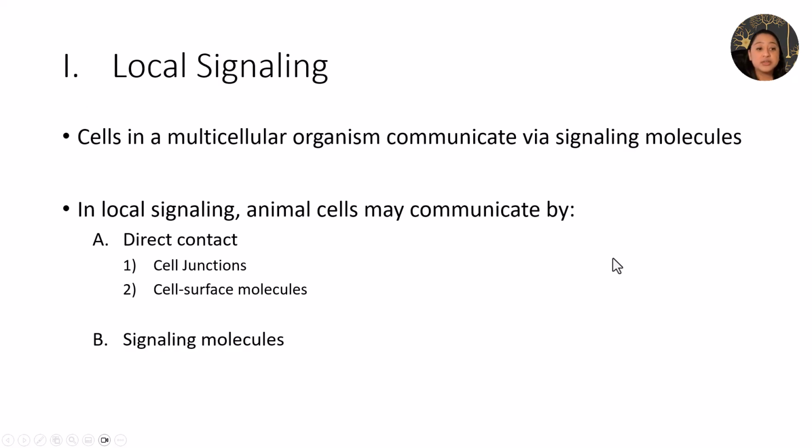In local signaling, animals can communicate via a couple different ways: direct contact, and through signaling molecules. There are two sub methods of direct contact: they can be directly contacted through cell junctions or through cell surface molecules. This is the overview of the next few slides in this section for local signaling.